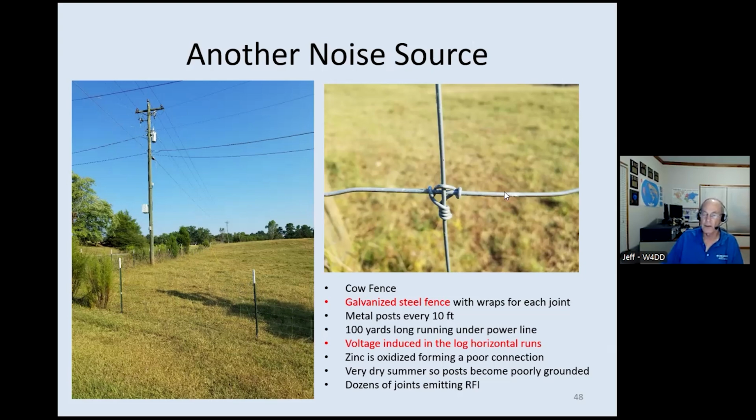And apparently because this fence runs underneath the power line, enough voltage is induced in this fence that it was trying to find a way to ground and moving across these joints. So there were about half a dozen joints on this fence making all kinds of racket. So you never know what you're going to run across. Sometimes you stumble across things by accident, and persistence gets you where you need to go. But I thought this was a little bit different because it ended up being a cow fence, which is not a normal RFI generator. And it only happens in the fall during that really dry spell.